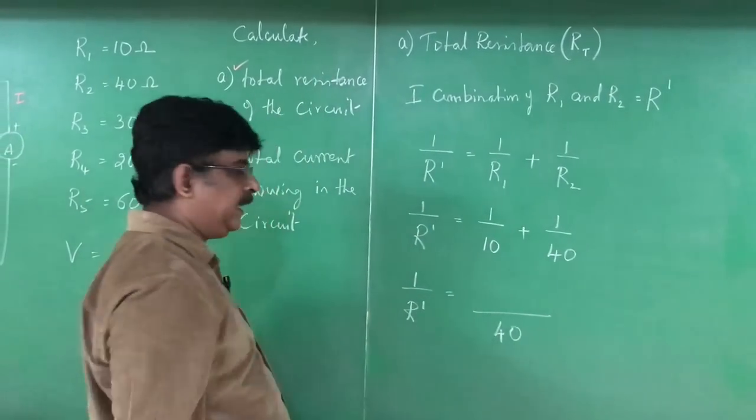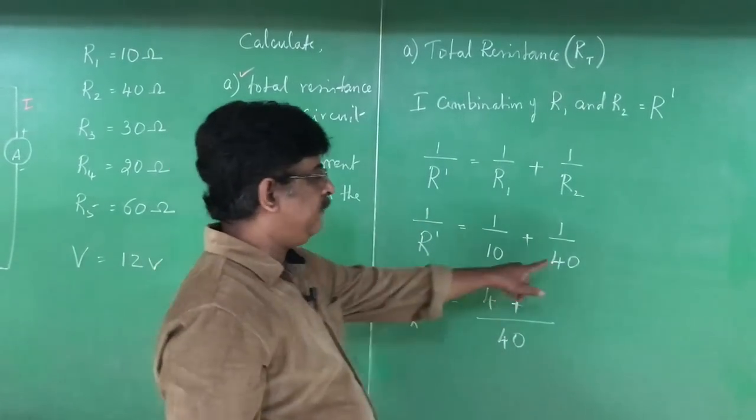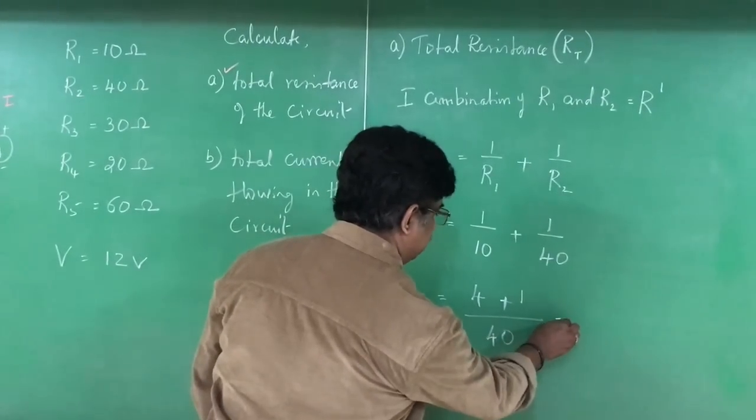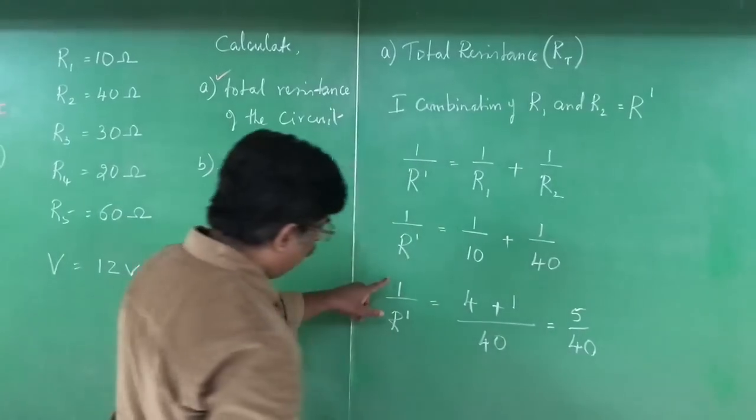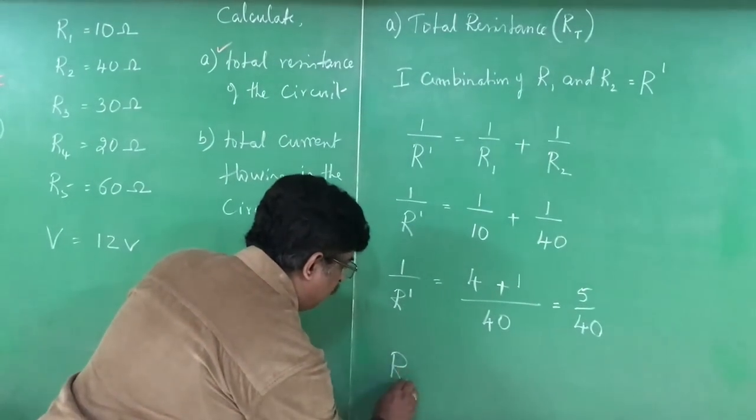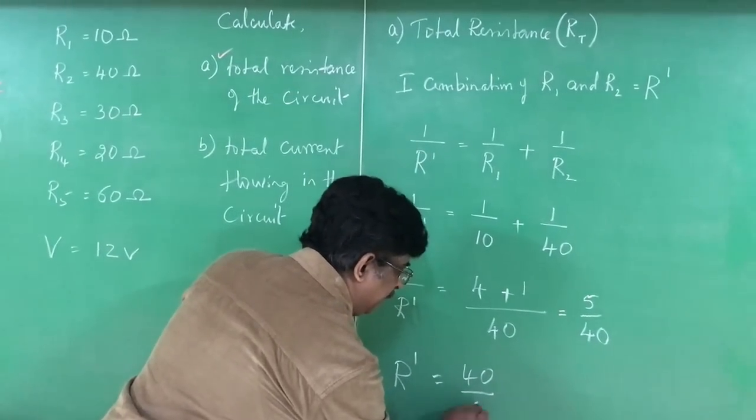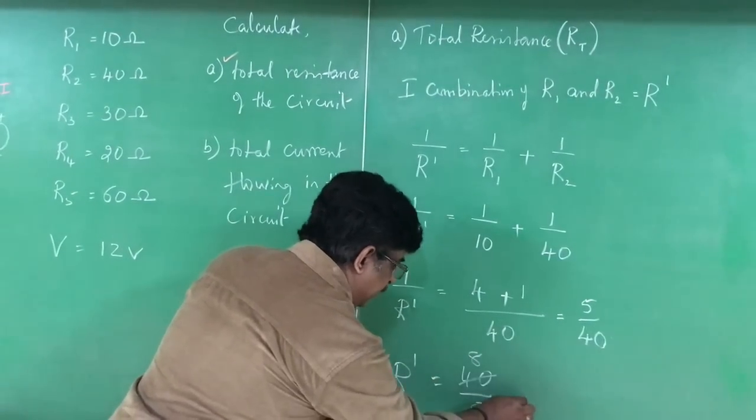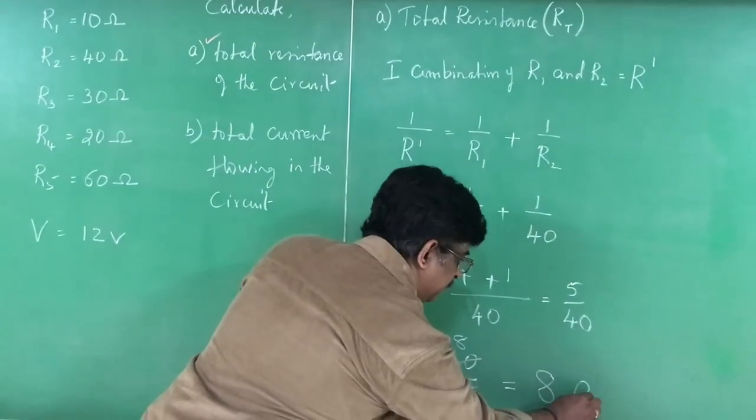40 divided by 10 is 4. 4 into 1 is 4. Plus 40 divided by 40 is 1. 1 into 1 is 1. Then it becomes 4 plus 1 is 5. So 1 by R dash is equal to 5 by 40. Then R dash is equal to the reciprocal, 40 by 5. I cancel: 5 ones are 5, 5 eights are 40. Therefore, R dash is equal to 8 ohms.